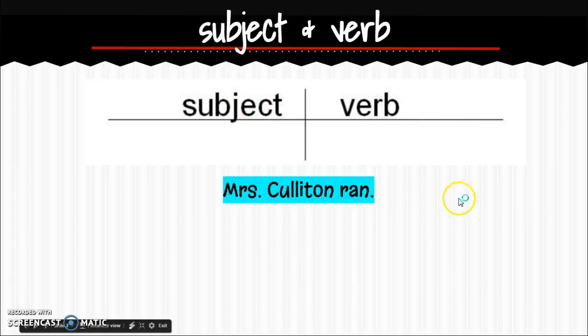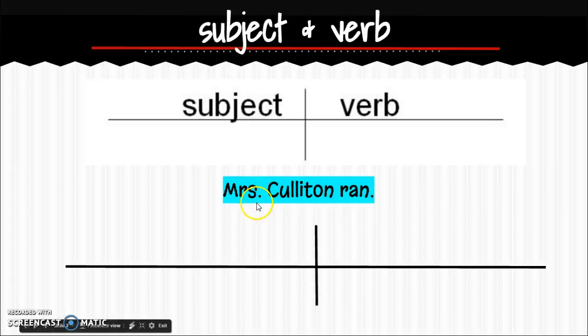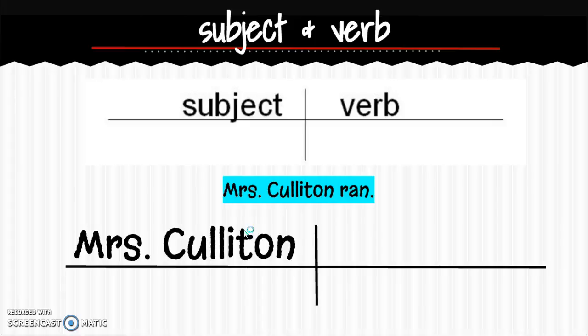So if I wanted to diagram this sentence, I start by drawing that little T-chart, and I look at the sentence and ask myself, who is the sentence about? It's about Mrs. Culleton. So that goes on the top left part of this diagram. And then I ask, what did that subject do? Mrs. Culleton ran. That goes on the top right part. We're not going to really worry about punctuation because once we've put these parts into the diagram, we should be able to read the sentence by looking at where things are located in the diagram.